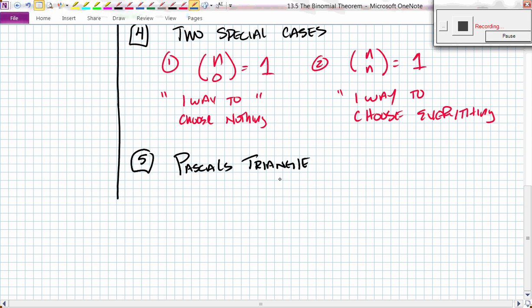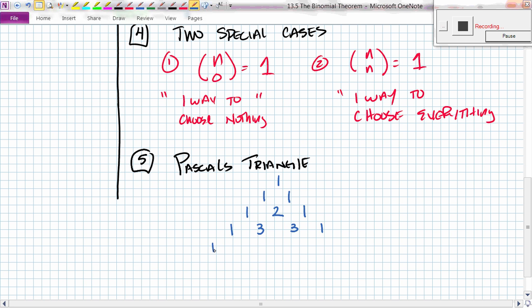So the first row of Pascal's triangle is a 1. Second row is 1, 1. Next row is 1, 2, 1. Next row is 1, 3, 3, 1. Anybody see the pattern? Put your hands up. Let the record show 4 people see the pattern.